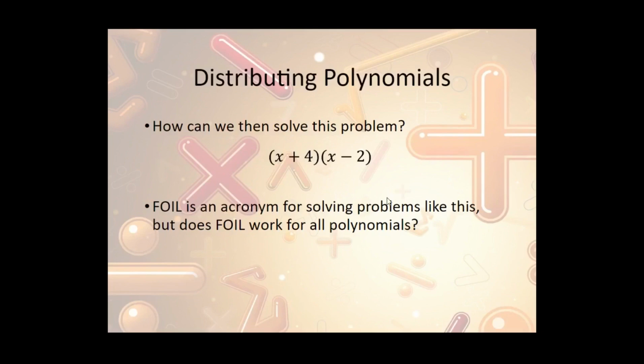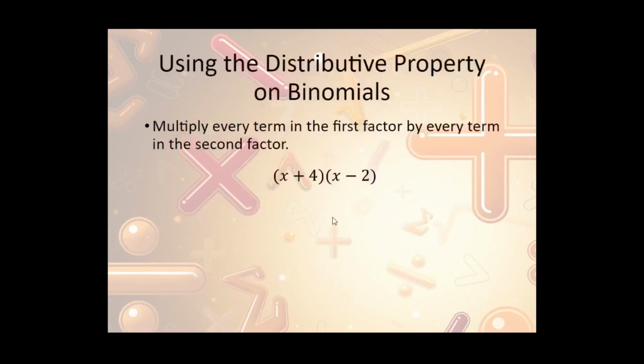But does it work for all polynomials? So can I do it with this? Now FOIL doesn't really help. So the easiest rule is multiply every term in the first one by every term in the second one. Pretty simple. So we take x and multiply it by x. We take x and multiply it by negative 2.